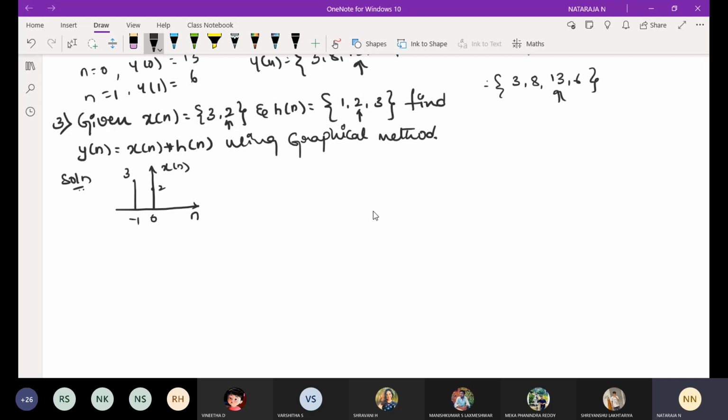Next, sketch the signal for h of n. What is the meaning of graphical representation? What I am going to draw is a graphical representation. Now we need to convolve using these graphs. In the previous problem it was the formula method, but this is the graphical representation method.